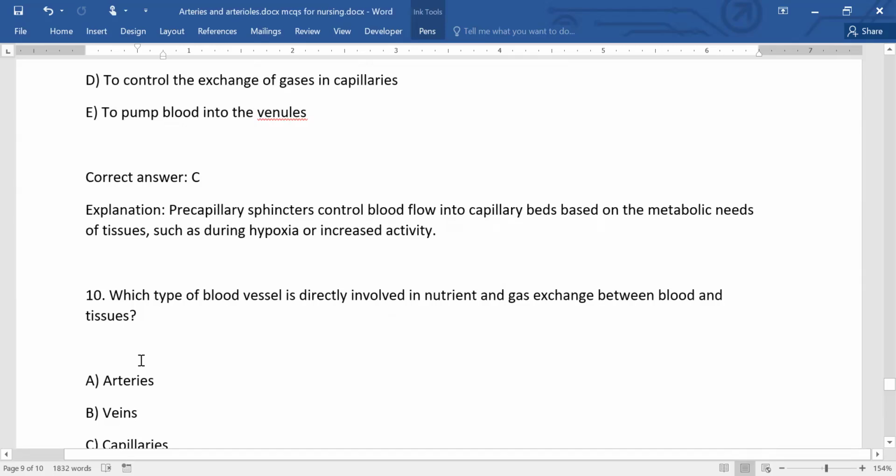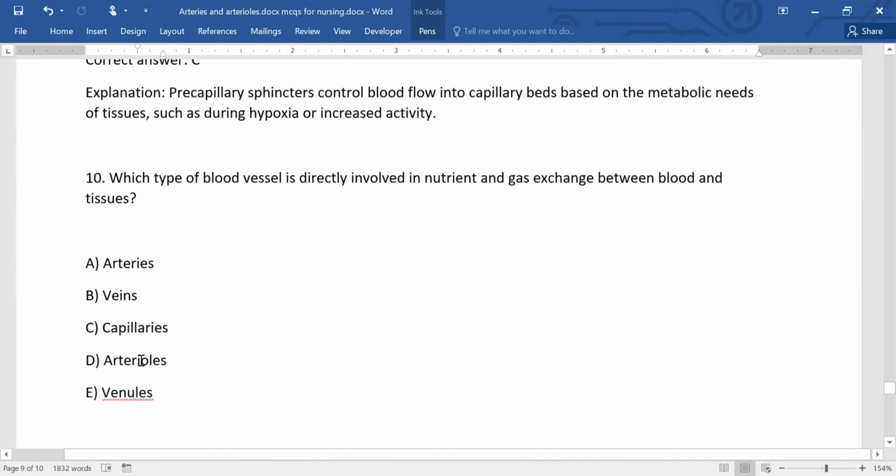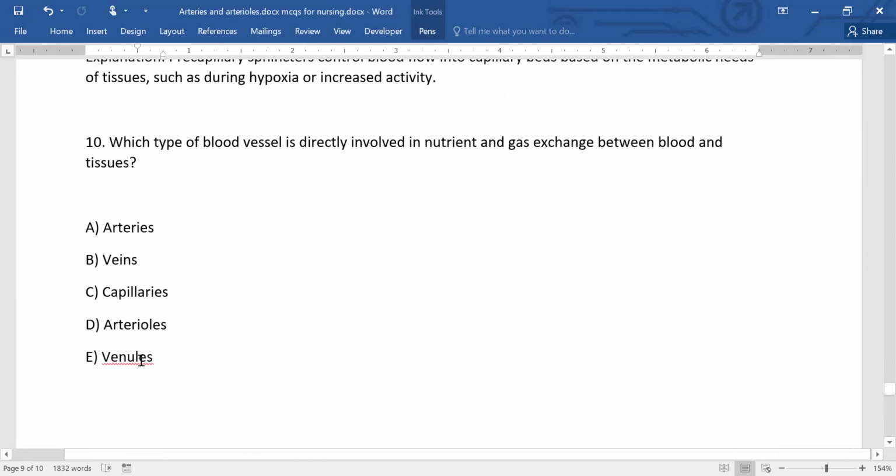Which type of blood vessel is directly involved in nutrient and gas exchange between blood and tissue? So of course the capillaries.